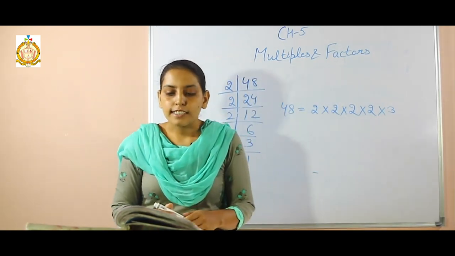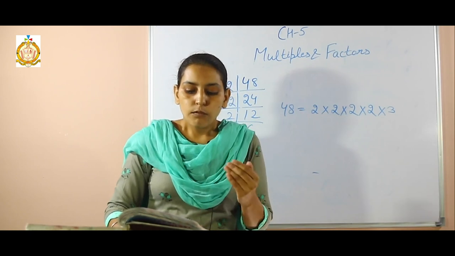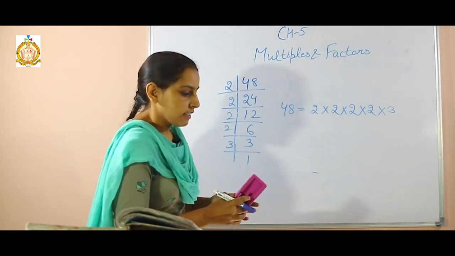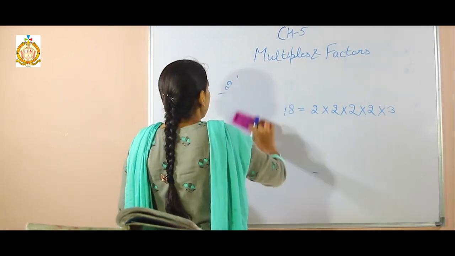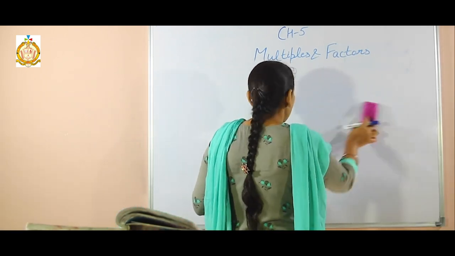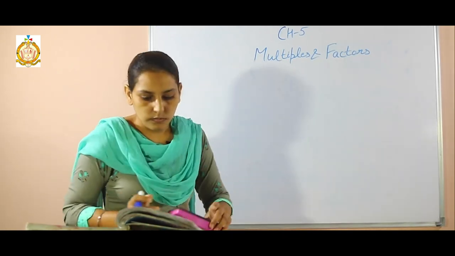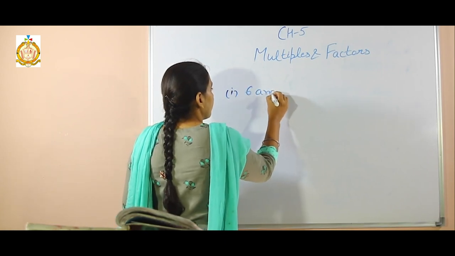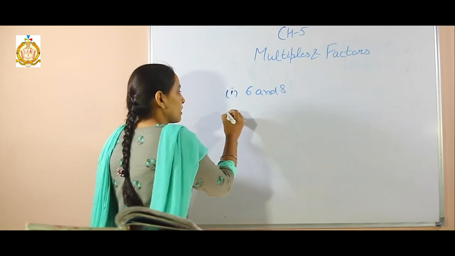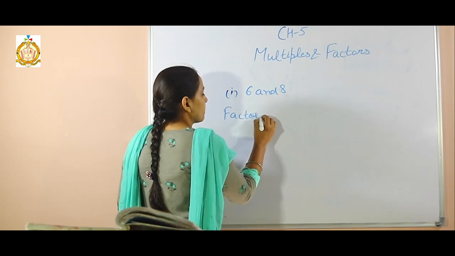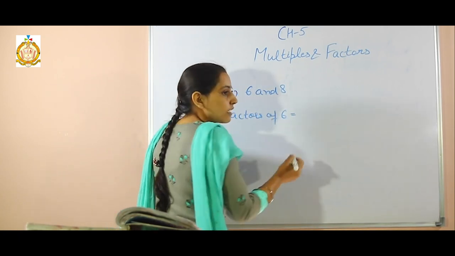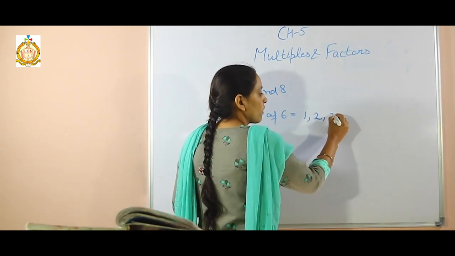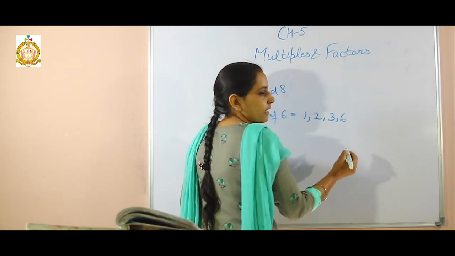Students, let's do exercise 5.8. First, find the HCF of the following by listing the common factors. Students, here you have to find the HCF by listing the common factors. For example, first sum, 6 and 8. First of all, factors of 6. Students, 6 comes in which table? 1, 2, 3 and 6.